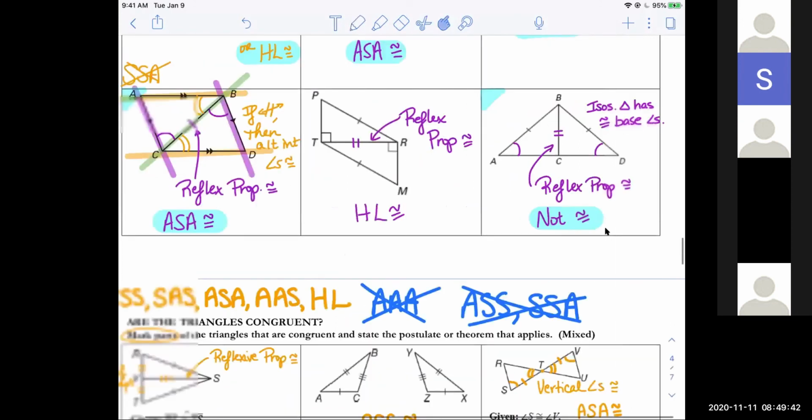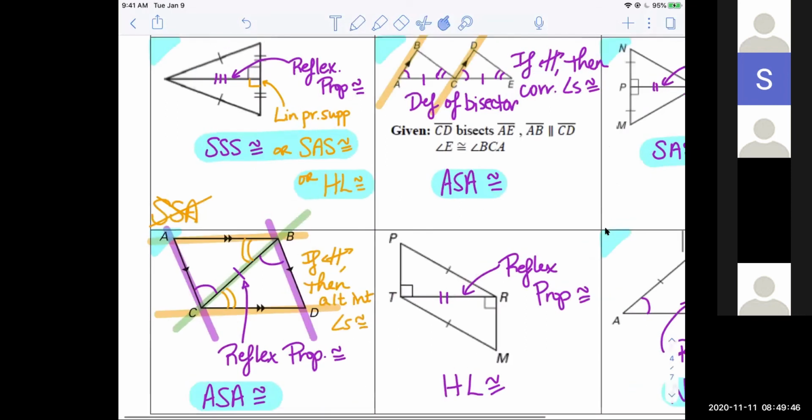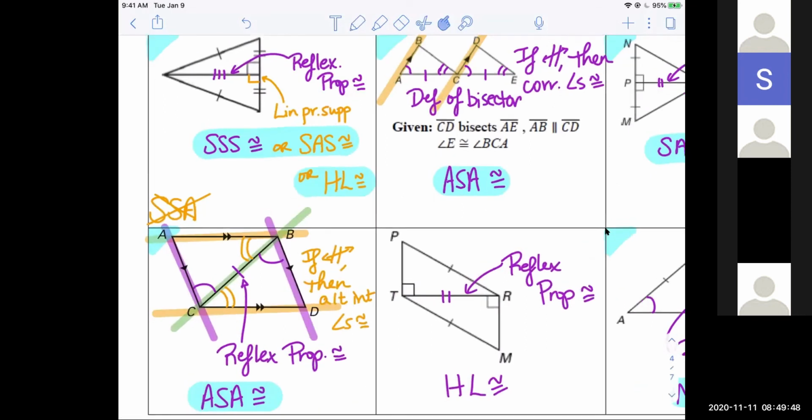Okay, and then the one in the lower left corner has two different pairs of parallel lines. So you're going to have the orange pair of parallel lines with the green transversal will make the orange alternate interior angles congruent. And then the purple parallels with the green transversal will make the purple angles congruent. And then using the reflexive property, you got angle, side, angle.